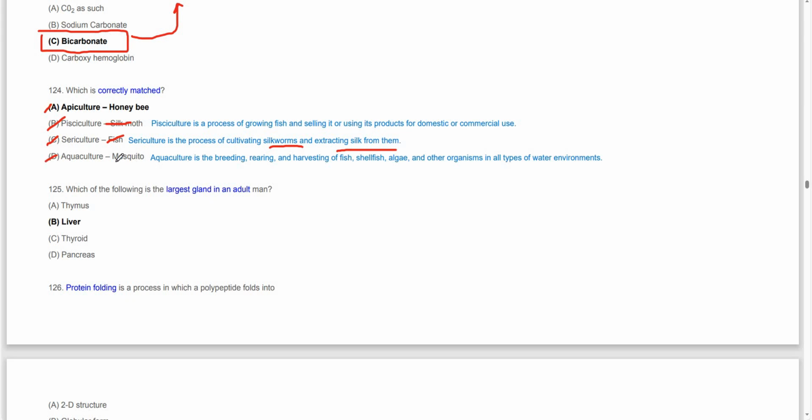Then aquaculture is breeding, rearing and harvesting fish, shellfish, algae and other organisms in all types of water environments. So basically that is called aquaculture: all the water-related things, that is to say fish, shellfish, algae, and their culture. Then sericulture is silkworm rearing and silk production.